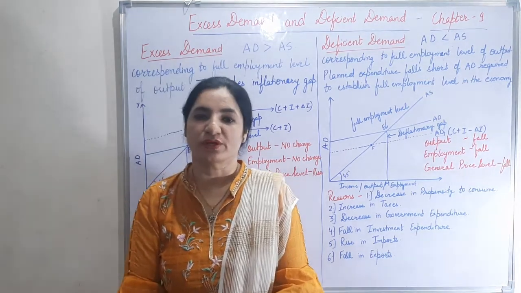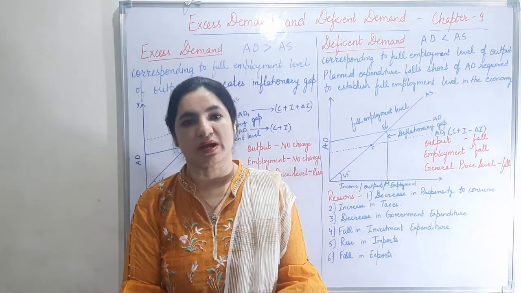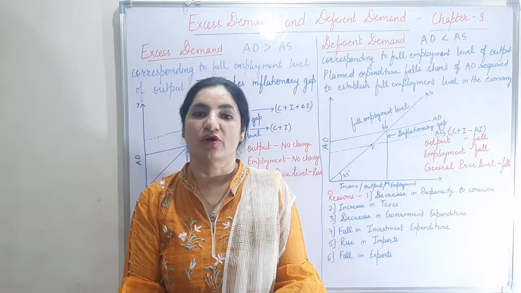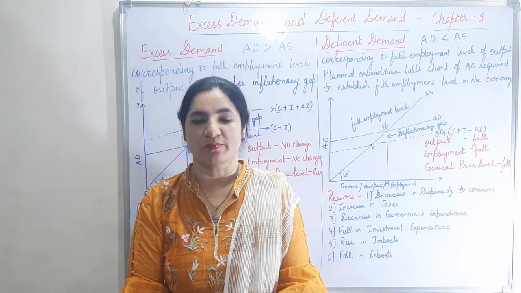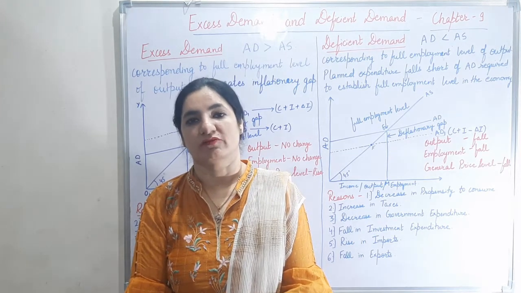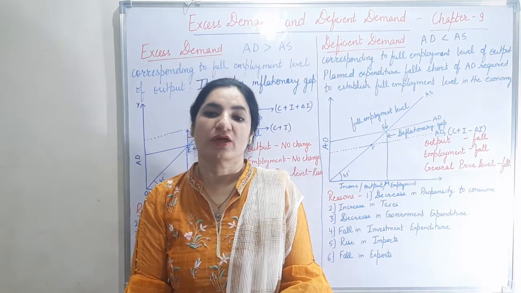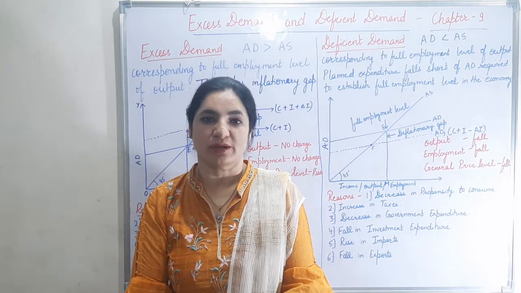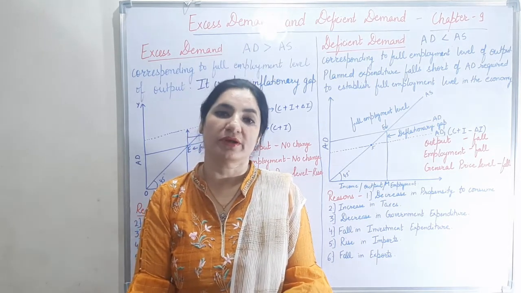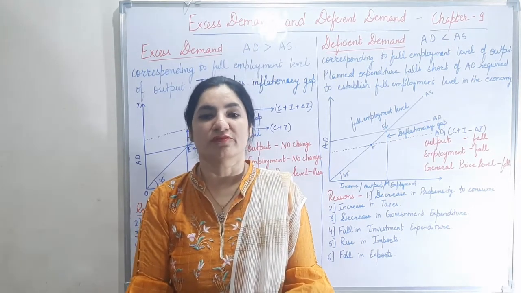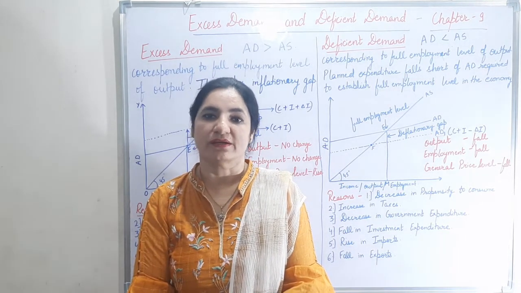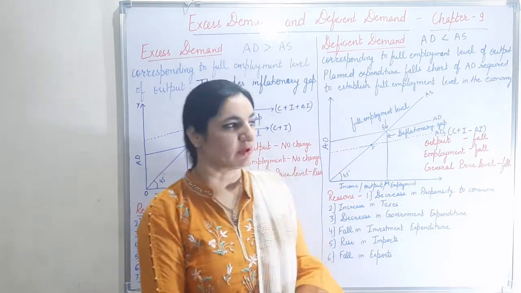In my previous videos, I have explained about aggregate demand, aggregate supply and the approaches which are applied for determination of equilibrium point. The equilibrium level may or may not be the full employment level as per Keynes. If equilibrium level exceeds the full employment level, this is the situation of excess demand, and if the equilibrium level falls short of the full employment level, it is the situation of deficit demand. So let us understand both of these concepts one by one.